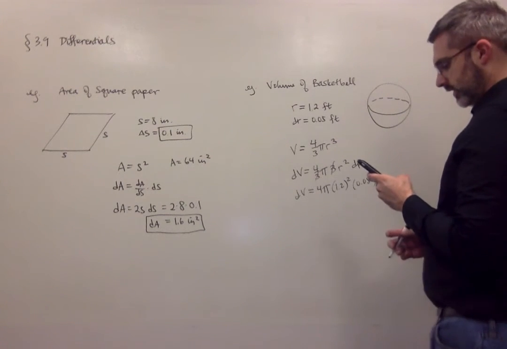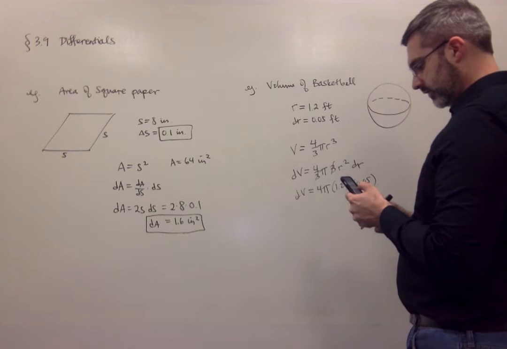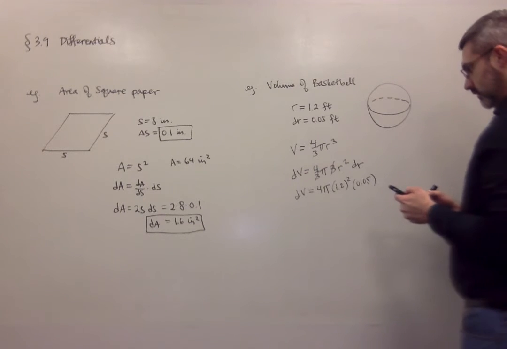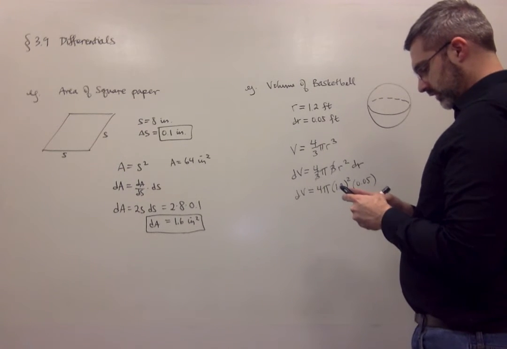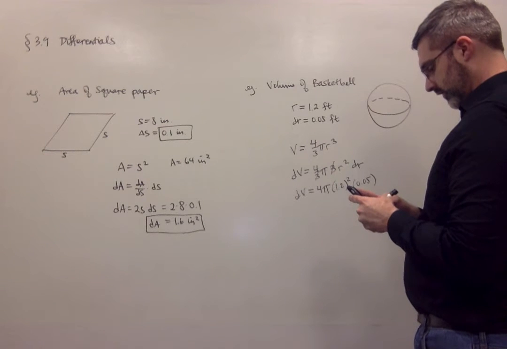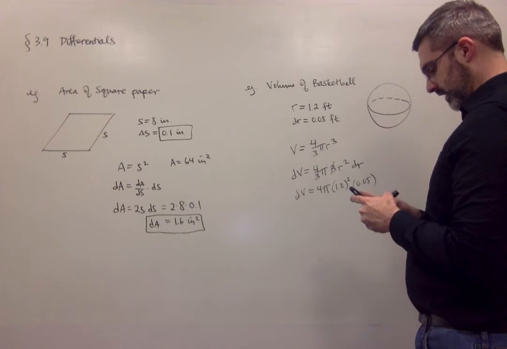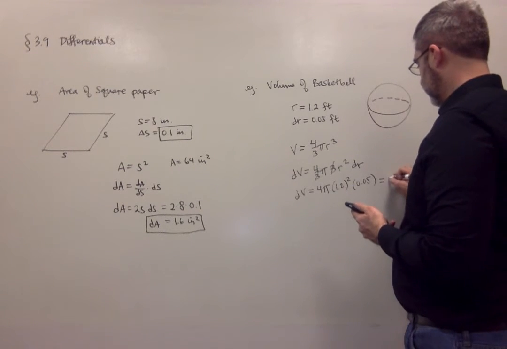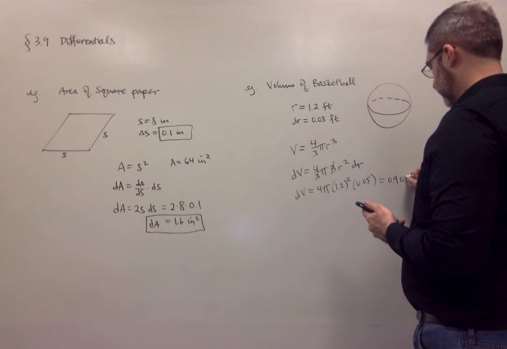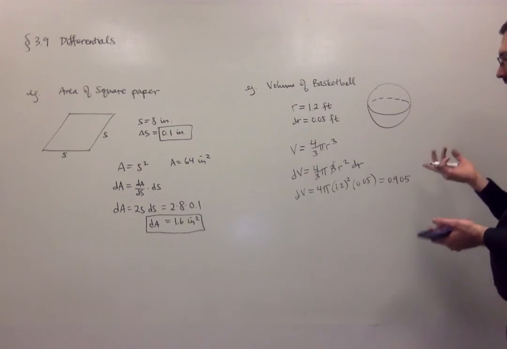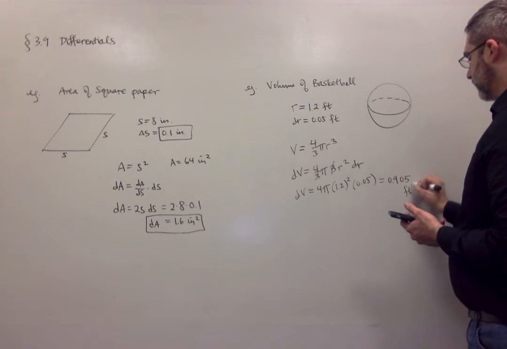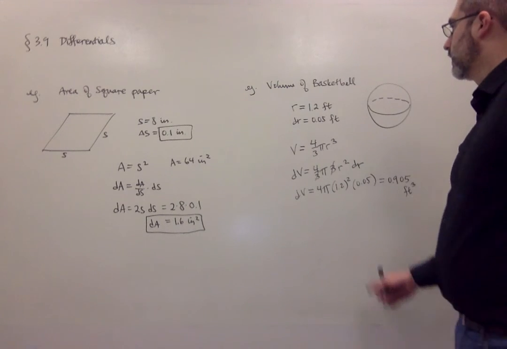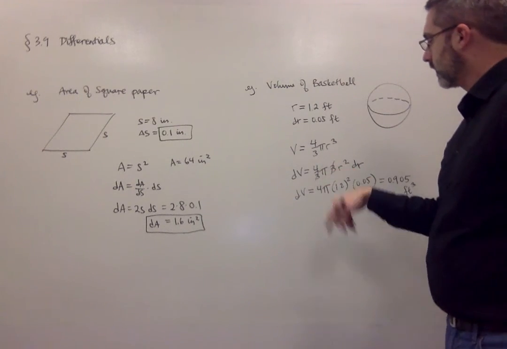So if I were to calculate this, 1.2 times 1.2 times 0.05 times 4 times pi gives me about 0.905, so about 0.9 cubic feet of error in my volume, given what's going on in the radius.